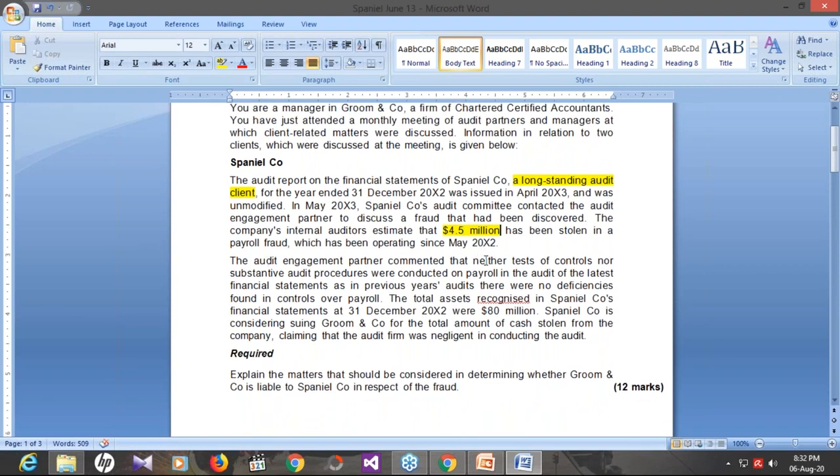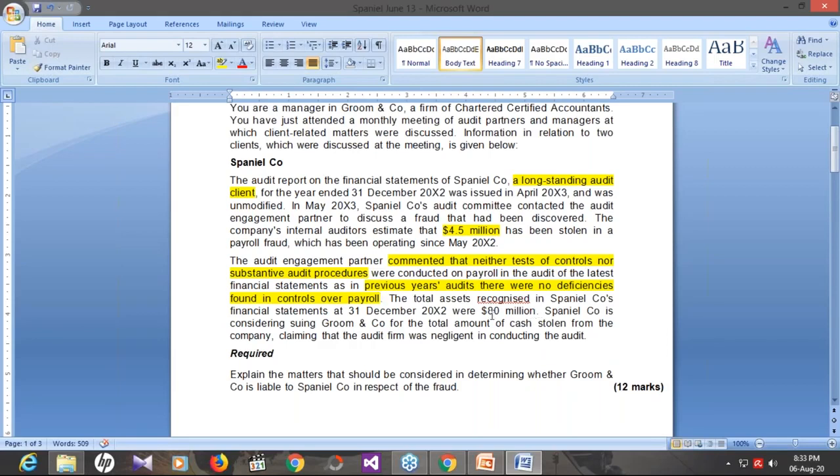The audit engagement partner commented that neither tests of controls nor substantive procedures were conducted on payroll in the audit of the latest financial statements, as in the previous year's audit, there were no deficiencies found in controls over payroll. So you need to highlight that there were no tests of controls applied and no substantive procedures applied. This is an important point that should be discussed while writing your answer. And the reason behind that was that the previous year file showed that there were no deficiencies in the control system of the company. You can see the total assets are 80 million.